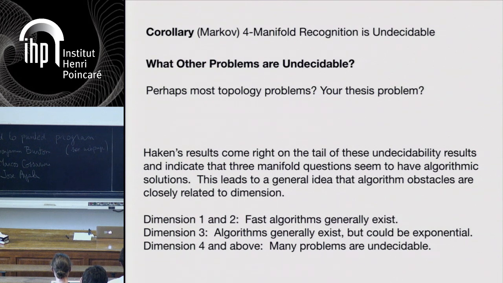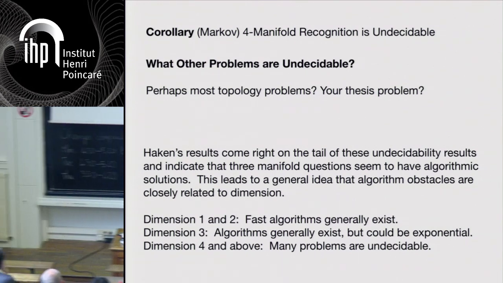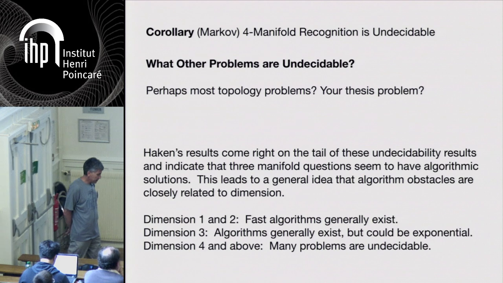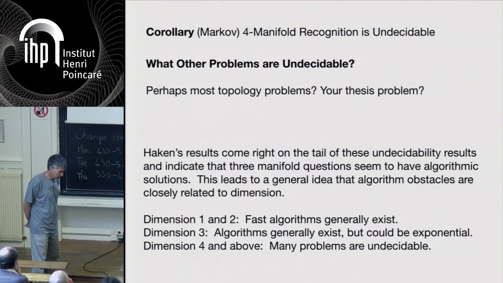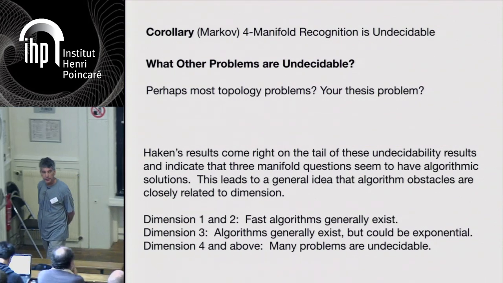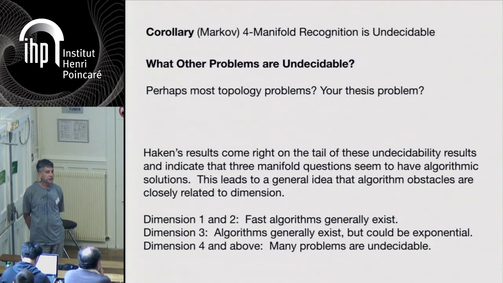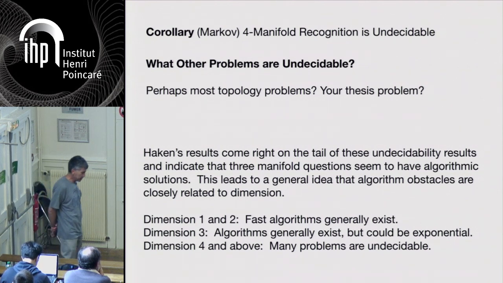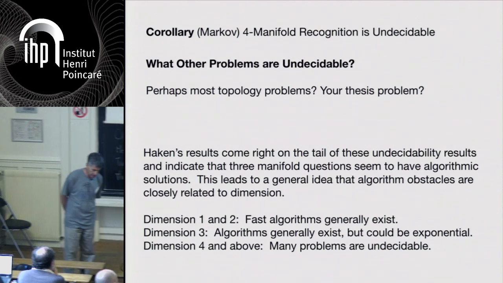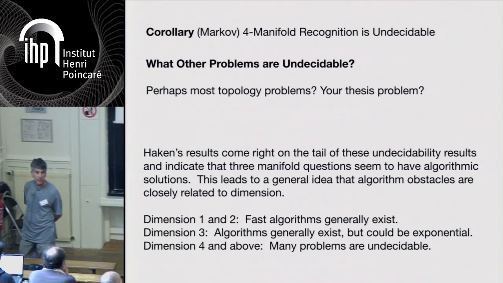So Haken's results are almost at the same time. I'll say a little bit about Novikov's theorem, that it's undecidable whether something is the n-sphere for n greater than or equal to 5. You cannot recognize Sn for n greater than or equal to 5. What's the idea of that? It's similar to Markov's result, but it has two additional ingredients.